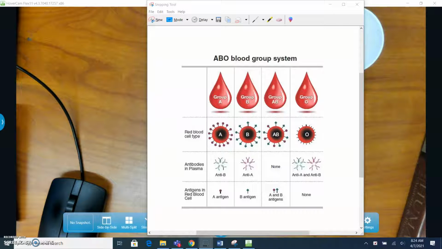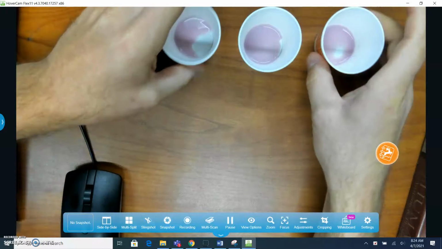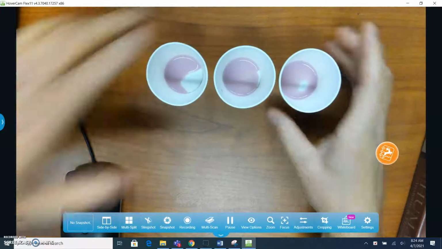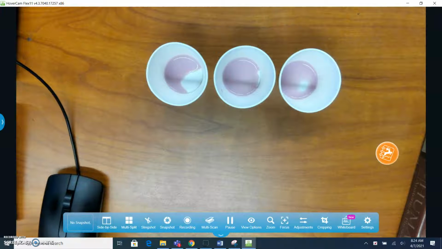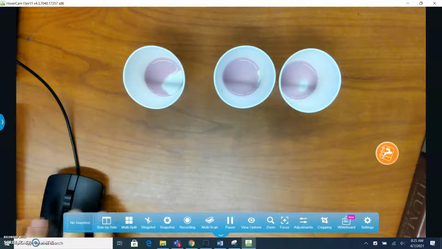So where are we going with this? Well, when we are given a sample of blood, we need to understand how we can figure out what type of blood we happen to be looking at. In order to do that, we can mix in antibodies to see if antigens are present or not. To do that, we use what are known as serums. There's an A serum, a B serum, and also the Rh serum, which will determine if the blood type is positive or negative.